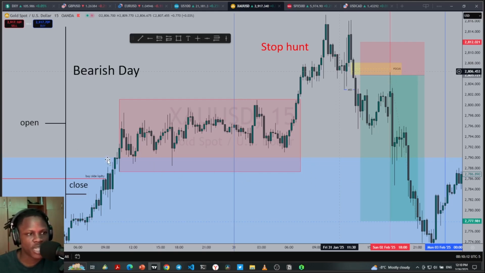So what is my target? This accumulation point was my target. These are relative equal lows, and this can be a target, this can be a target, this can be a target, and yeah, till infinity. So this is basically my simple trading strategy.